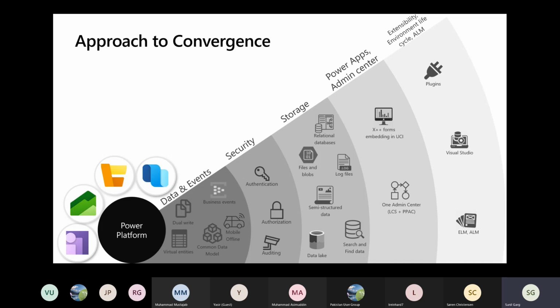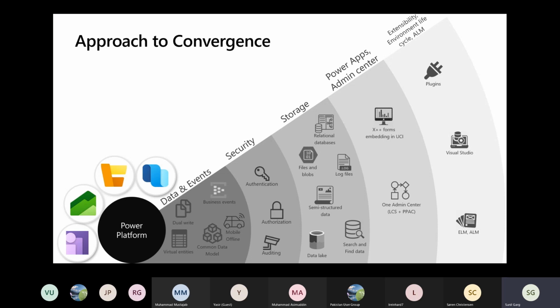Which is what we are trying to explain here in this slide, which is when we talk about data and events, which is nothing but integrations, we know that dual write already exists. That was the first step we took towards convergence. Last year, we released virtual entities, which was the second step we took towards convergence. And now, right now, as we speak, we are working on business events. That is the third step towards convergence.